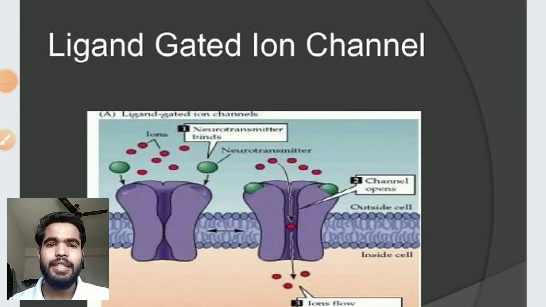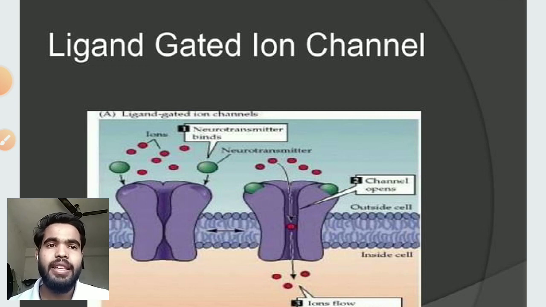In the last lecture we studied about the receptors and their classification. Receptors are mainly of two types: cell surface receptors and intracellular receptors. Cell surface receptors are present on the surface of the cell, that is the cell membrane, and the second one is intracellular. The receptors that are present within the cell are called intracellular receptors.